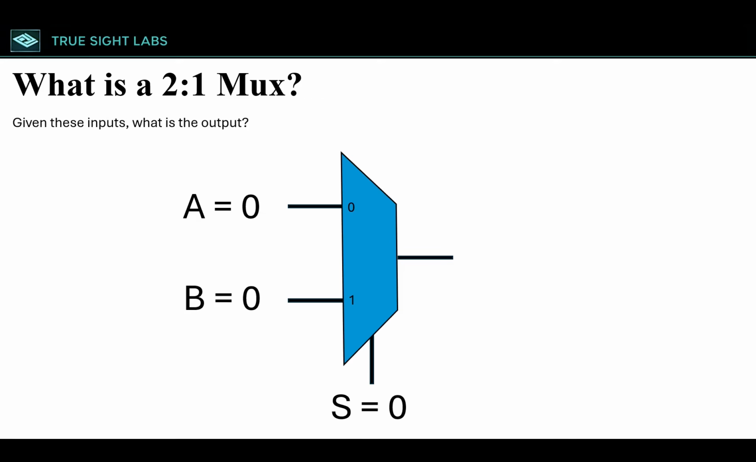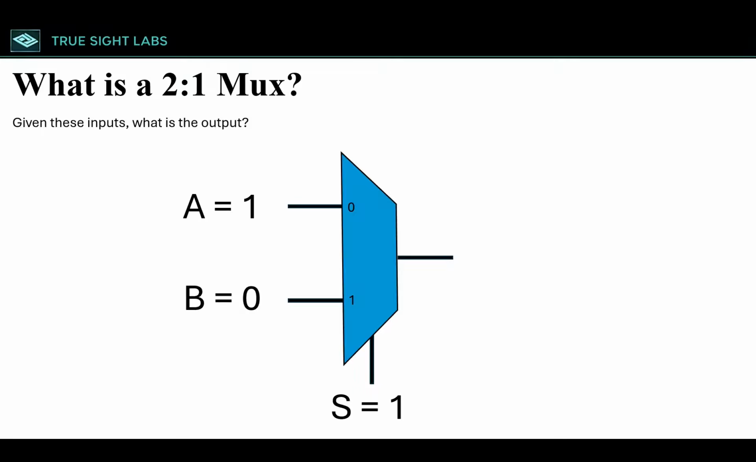So, to make sure you understand how a 2-to-1 MUX behaves, let's go through an example. Suppose A is 0, B is 0, and S is 0. What will the output be? Well, since S equals 0, the MUX selects A, which makes the output 0. Now let's do another example. Suppose A is 1, B is 0, and S is 0. What will the output be? Well, since S equals 0, the MUX selects A, which makes the output 1.